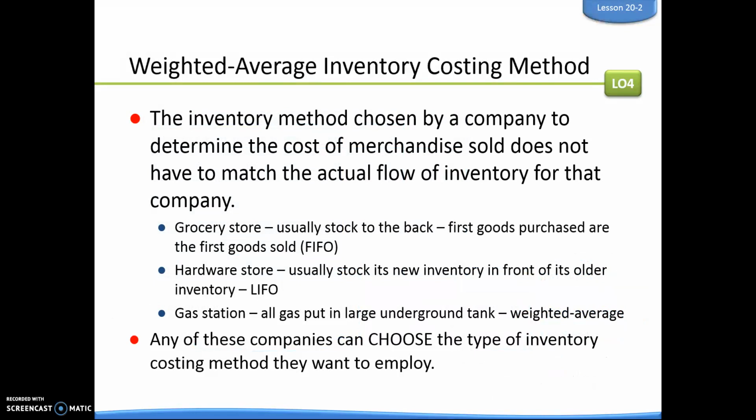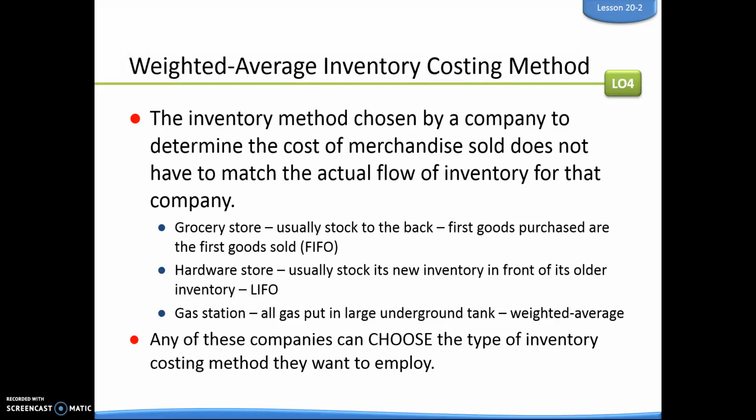Now, the inventory method that's chosen by a company to determine the cost of merchandise sold does not have to match the actual flow of inventory for the company, which seems kind of counterproductive. So when you think about it though, a grocery store usually stocks to the back, meaning that if you imagine putting cans on a shelf in a grocery store, typically they move the stuff to the front and stock new stuff in the back, right? So your first goods purchased are the first goods sold. So that's something called FIFO, right?